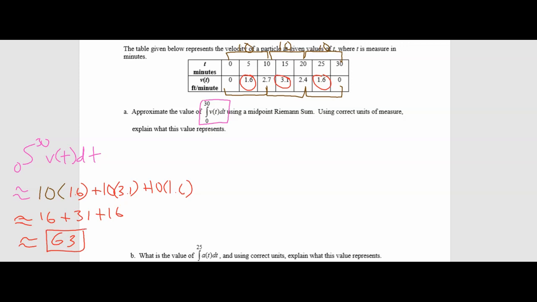Now we need to figure out again, what does this mean in terms of the problem? Well, if I take the integral of a velocity function, that is going to give me the displacement. So 63 tells me that the object ends up 63 units, or in this case, 63 feet away from where it started at 0. So let's write that. This represents displacement.